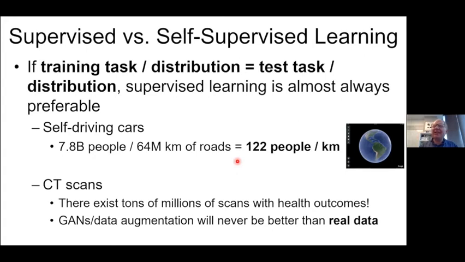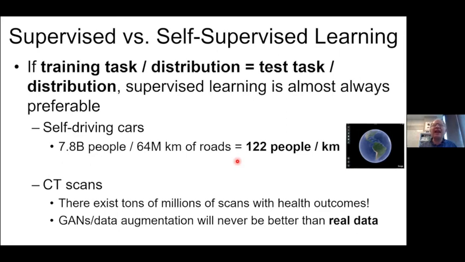So it's really, especially in something as critical as health, you think that you really want high quality data. And the thing is, you do have quite high quality data, right? There's, I don't know, tens of millions of CT scans available in the world with health outcomes, right? Now they're all distributed across the world, but they exist. And so it seems to me that in this kind of case, it's much better to just go and get this data and put it all together. Of course, it's a lot of work, but the quality of the models that you get from this real data will almost always be better than whatever we can do with self-supervised learning.